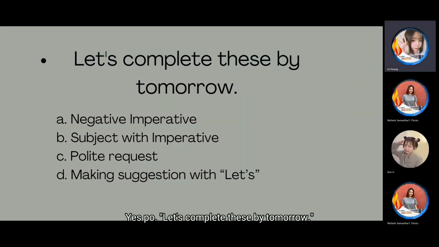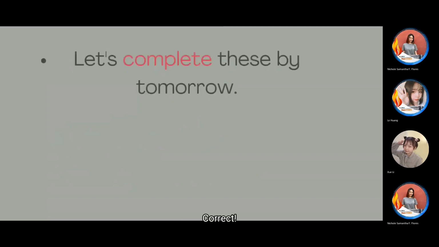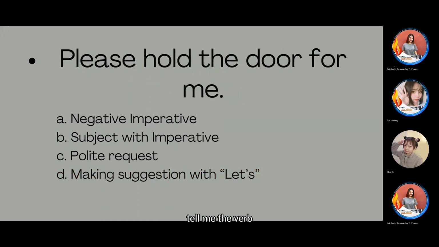Yes, Bob. Let's complete this by tomorrow. I think the verb is complete and the type is making suggestions with let's. Alright, we'll see. Correct. It is making suggestions with let's because I used the word let's in the example I provided, and the verb I used is complete. For the next example, Miss Lishwe, can you please read the example, tell me the verb, and tell me what type of imperative sentence I used?